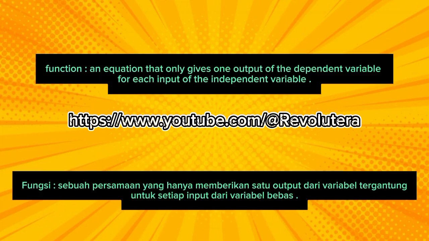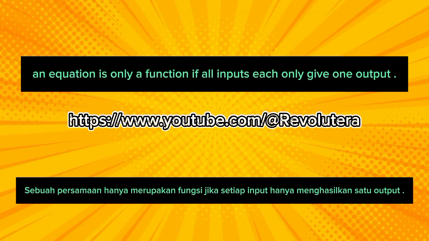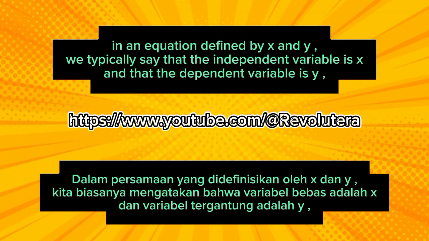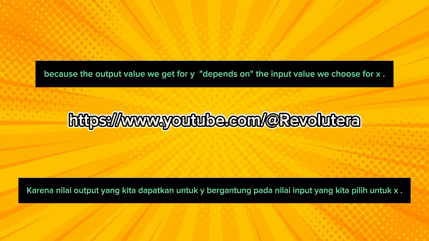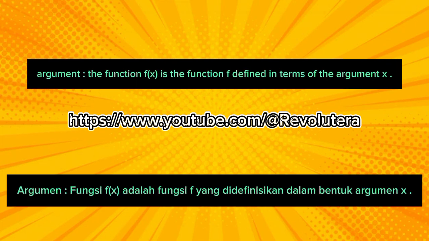Function notation. Function. An equation that only gives one output of the dependent variable for each input of the independent variable. An equation is only a function if all inputs each only give one output. In an equation defined by x and y, we typically say that the independent variable is x, and that the dependent variable is y, because the output value we get for y depends on the input value we choose for x. Argument. The function f(x) is a function f defined in terms of the argument x.